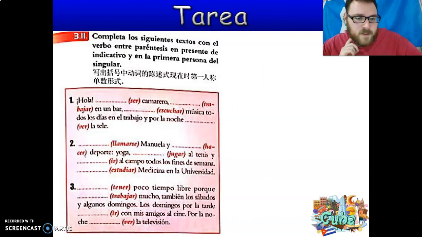This one's gonna be a little bit more difficult. You fill in the blanks here with these verbs. You conjugate these verbs. Llamarse is me llamo. They're all gonna be in the yo form because it's a person introducing themselves. We know all these verbs, so just put them in here in the yo form. So, hi, I'm a waiter. How do you say I am in Spanish? I work in a bar. How do you say I work?